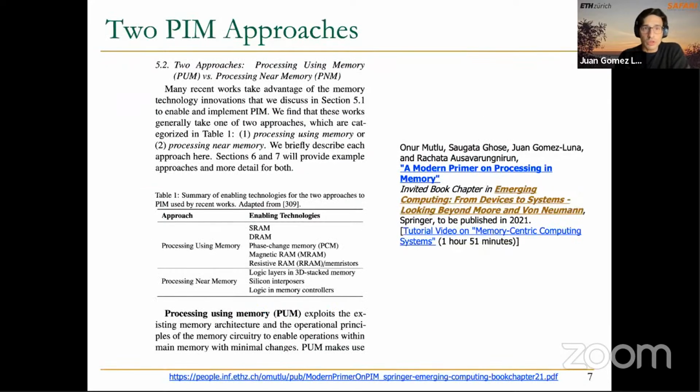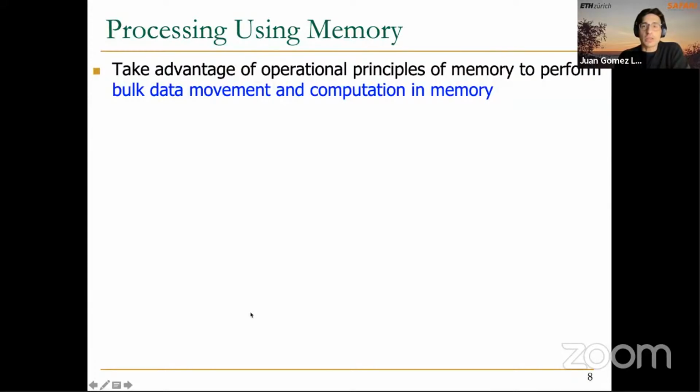If you want to read more about this classification, processing near memory and processing using memory, I can recommend our book chapter. There you will find this kind of taxonomy that groups the PIM approaches into two different approaches, processing using memory and processing near memory, and the different technologies that enable these two ways of doing processing in memory. But yeah, now let's talk about processing using memory.